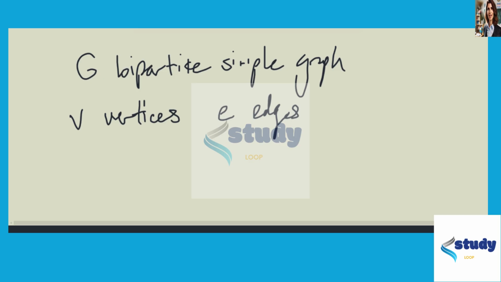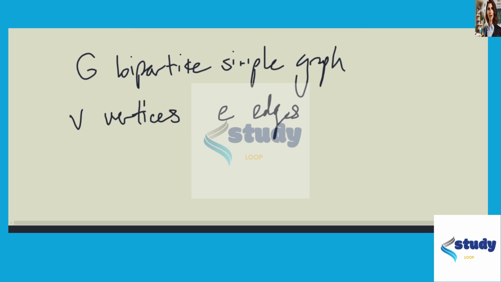We are given a bipartite simple graph, and we are asked to prove an inequality between the number of edges and the number of vertices of this graph. So let G be a simple bipartite graph. Let V be the number of vertices of this graph, and E be the number of edges.